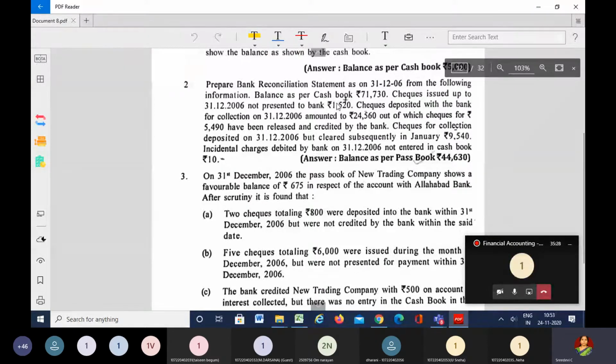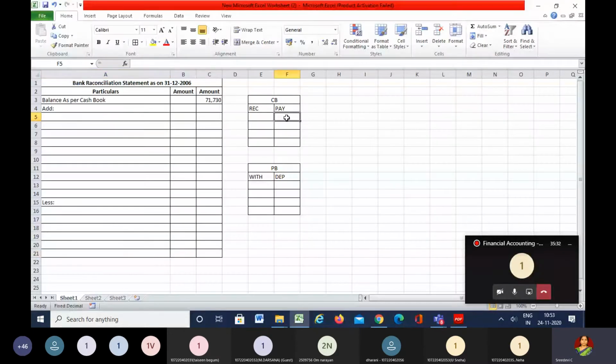So what is the amount of the check here? The amount of the check is 1520. So what is going to happen? 1520 has already been shown as a payment, right? But it is still not been presented in the bank. Presented in the bank in the sense what it is not been withdrawn from the bank. So what is going to happen? Because here it is what a favorable balance. So 71,730 is the amount what is available in the bank.